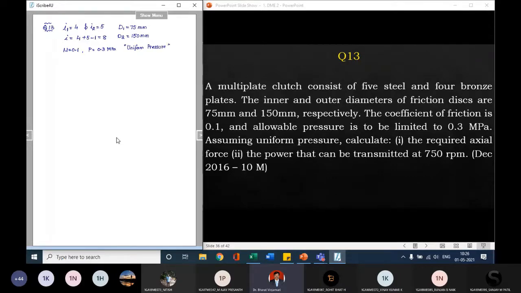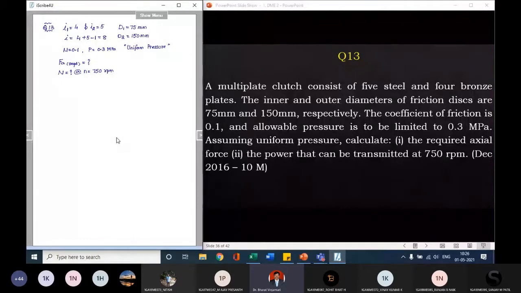Assume uniform pressure. The required axial force. Now what exactly is the axial force required? Now he never asked maximum. He asked the required axial force. The power that can be transmitted at 750 rpm. Capital N. How much? At small n is equal to 750 rpm. Okay, these are the two values which he has asked for 10 marks.